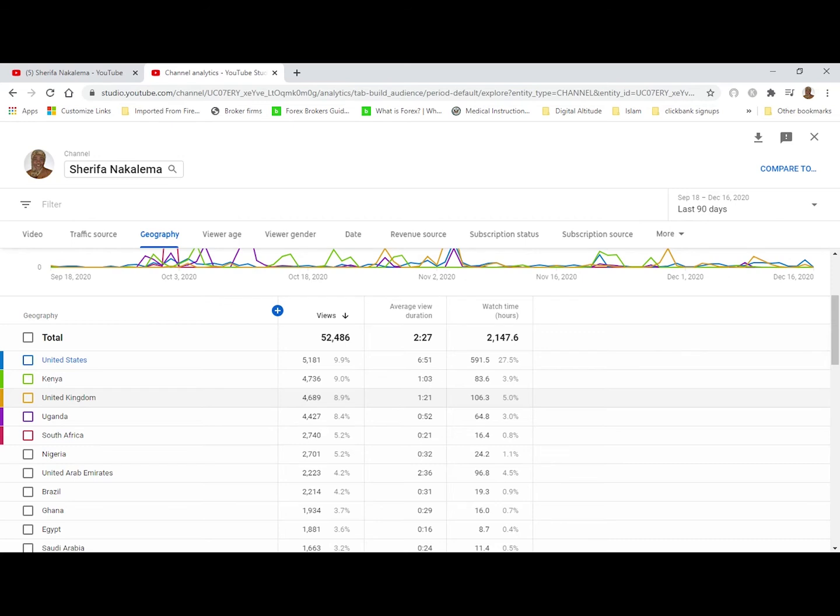Although they're watching many hours, by the way, I didn't explain these. These are the views, how many times they are seeing the videos, and then average view, how long, on average, one person is watching, and then watch time, the total watch time, as a percentage of the total. Like 27% of the hours are from the USA for my channel. So you can look at this column and see.